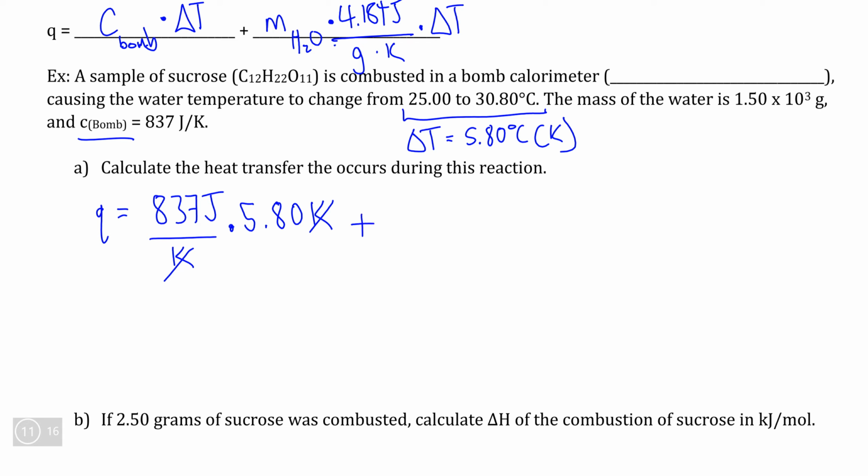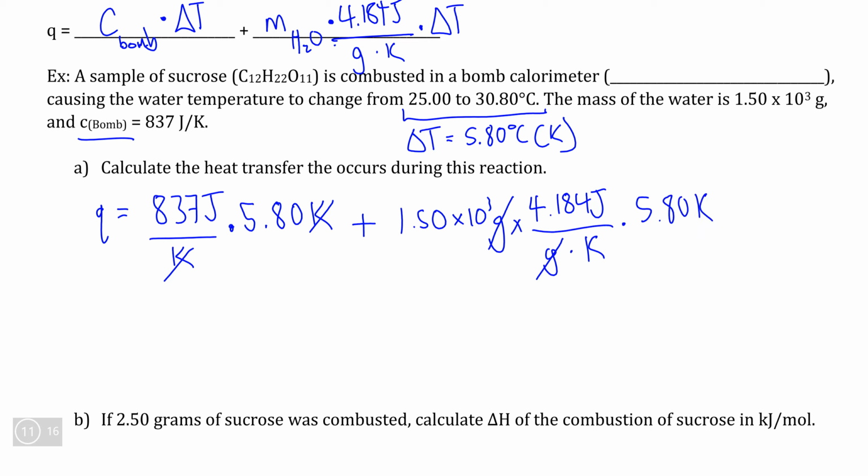Next, we need to consider the mass of water, which is given in scientific notation, 1,500 grams of water, which we then multiply by our specific heat capacity, 4.184 joules per gram of water per degree Kelvin of the temperature change. So we see that grams cancel, and we simply need to add in our change in temperature, which we've already calculated. And if we put this into our calculator, we should get the total heat transfer that occurs in this reaction.